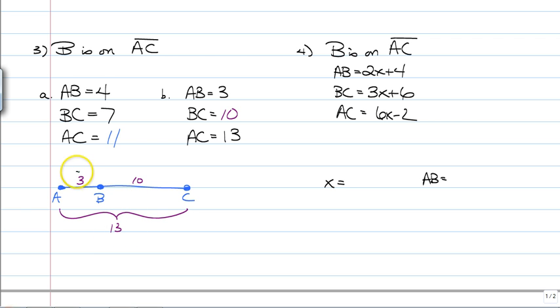And you can always check. Little piece plus little piece is equal to the big piece, and it works. So you're good to go.